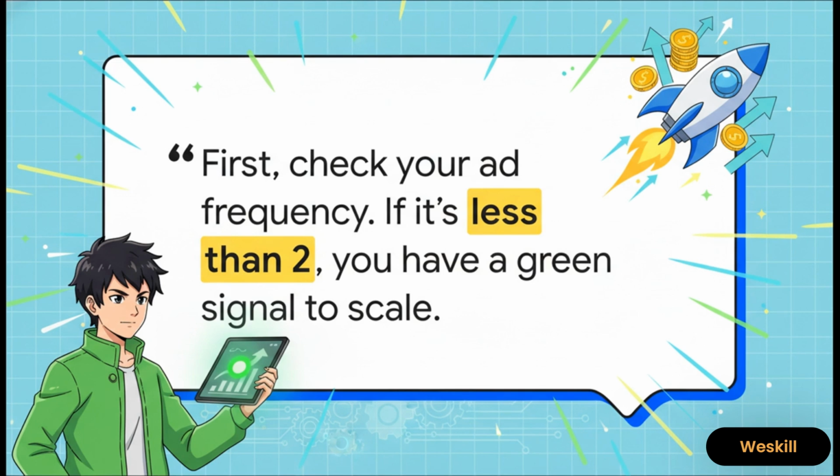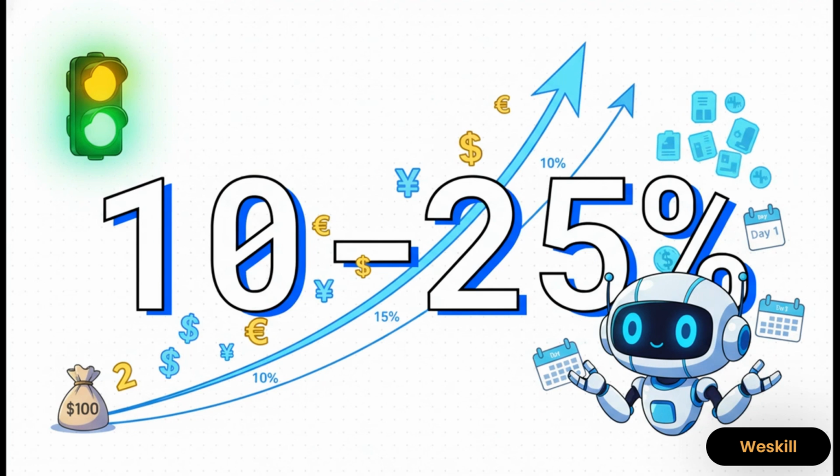You're not annoying your audience yet. That's your green light to hit the gas. And once you get that green light, the golden rule is to make small, gradual increases. We're talking about bumping your daily budget by just 10 to 25% at a time. The danger of going bigger isn't just about resetting the learning phase. It's about burning out your audience way too fast.